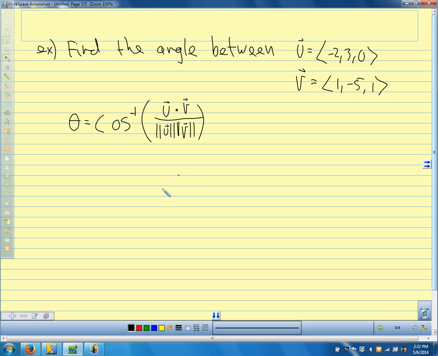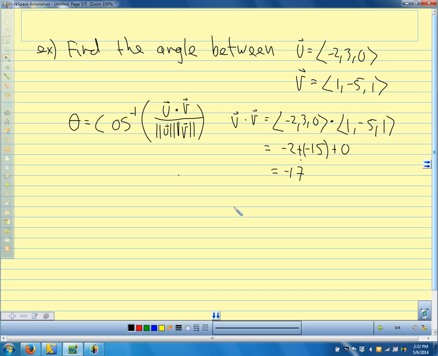So we need to find u dot v, and we need to find our magnitudes, and then find the inverse cosine. So u dot v is going to be <-2, 3, 0>, and we're finding the dot product of that with <1, -5, 1>. So u dot v is going to be -2 times 1 is -2, 3 times -5 is -15, and 0 times 1 is 0, and we're adding, so we get negative 17. So that's going to be the numerator here, negative 17.